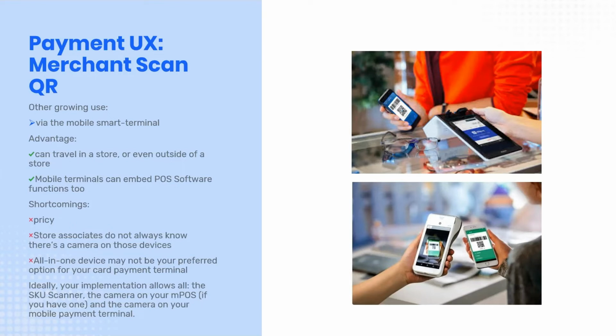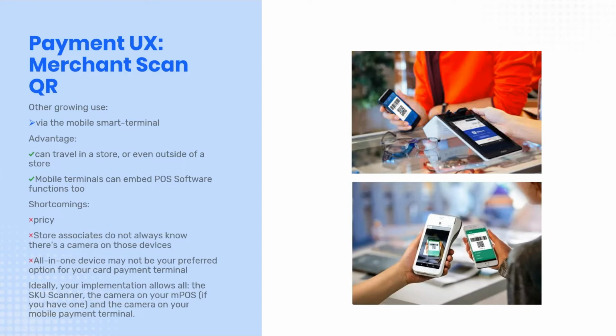It's not free of shortcomings, however. The first issue is that those smart terminals are pricey, although this is debatable nowadays compared to most pin pads used for cards. Store associates do not always know there is a camera on those devices and may not know they need to use it to scan the customer's QR code. This requires training, but we foresee this issue to disappear in the future as these actions become daily routine for everyone in any store. If you need to change your payment terminal, you will have complex requirements for your new terminal, instead of having a simple card payment requirement versus a SKU scanner bypassing option that we mentioned earlier.